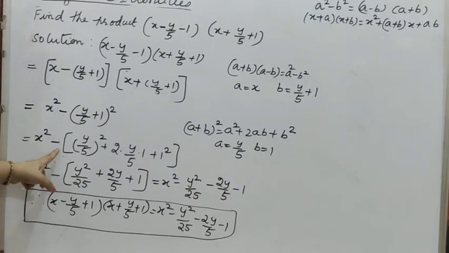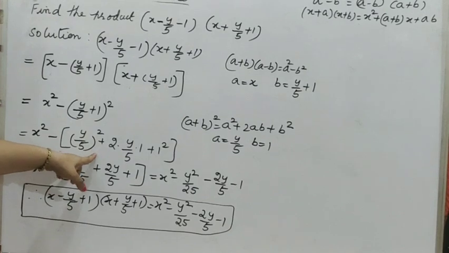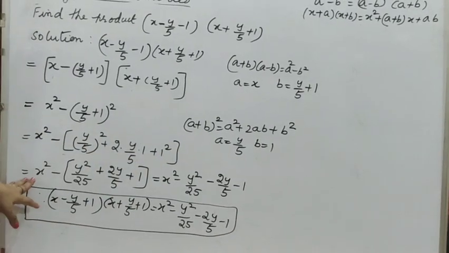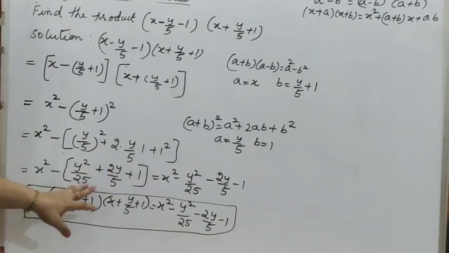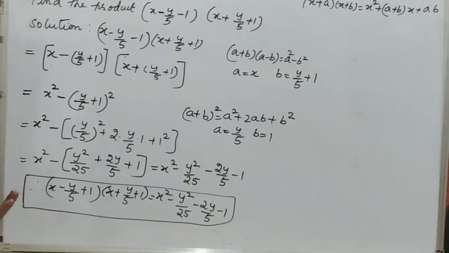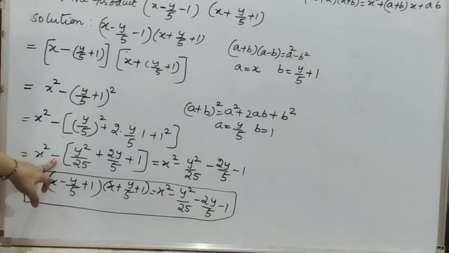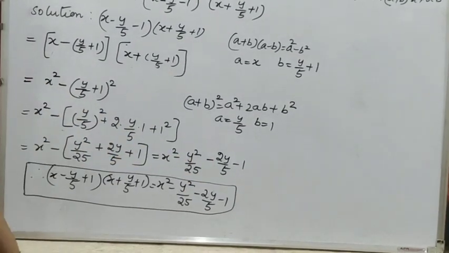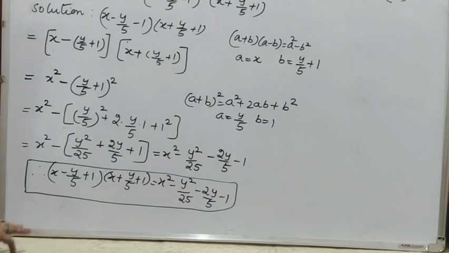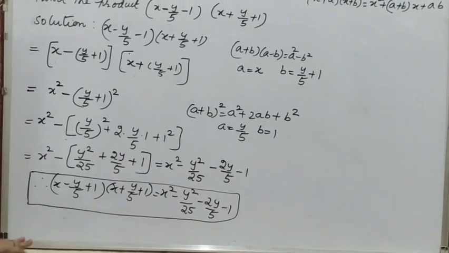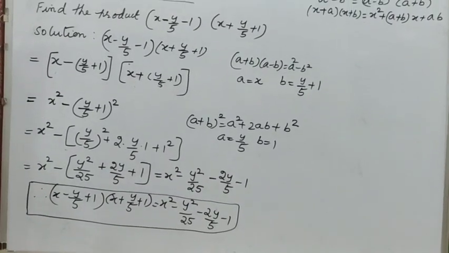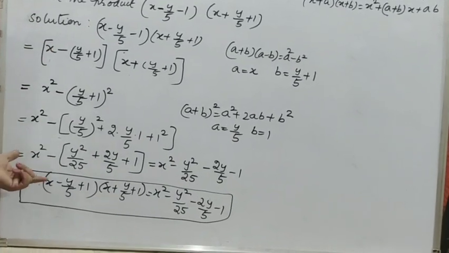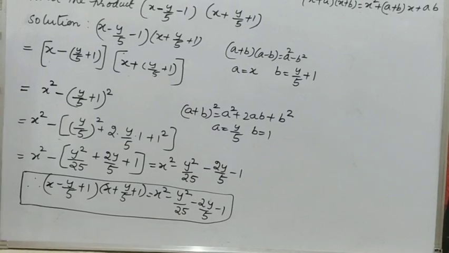x square minus (y by 5) whole square, that means A square plus 2AB, 2 into y by 5, plus B square. So now what is the case? We are expanding this and we are getting 3 terms. Still it's not finished because we have to expand with the minus sign. x square minus y square by 25 minus 2y by 5 minus 1. Lastly, conclusion. I hope you understood all the questions related to this identity. We have covered 4 identities today. Still sums are there. The next class we can.